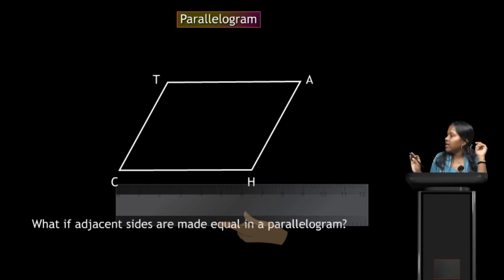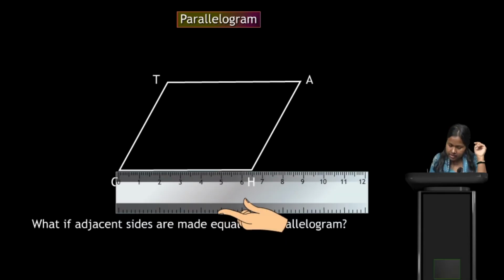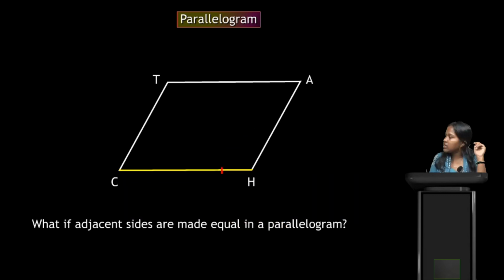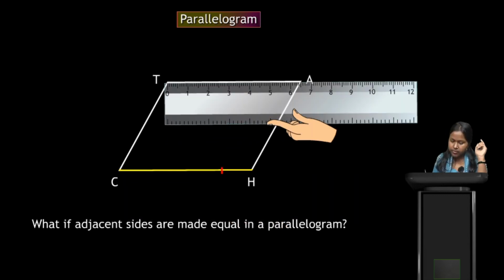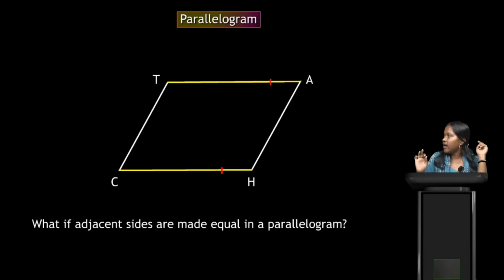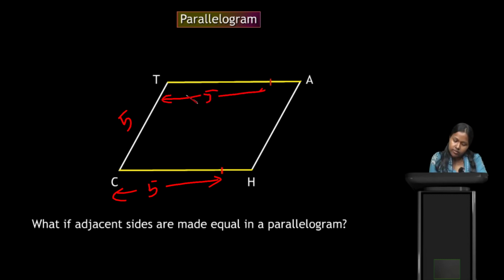Okay, what if adjacent sides are made equal in a parallelogram? What will happen, they are asking. Suppose it is equal. The length was 5, so again we took 5. Now here also, the upper one, if you take 5 only. TC was 5 and TA was more than 6. So they are asking what will happen if adjacent sides are also equal in the parallelogram. So we are experimenting with this. The measurement of TC was 5, so with the scale, the same measurement, we cut 5 units from here up to this much, and the upper portion also 5 units from here to here.